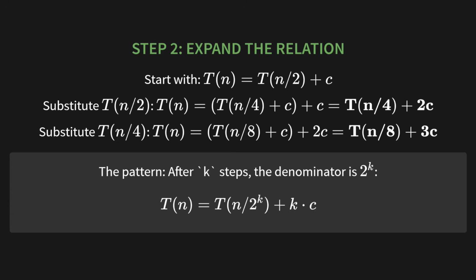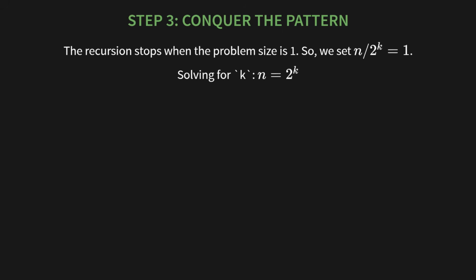The pattern here is a little different. After k steps, the denominator is 2 to the power of k. So our general formula is T of n equals T of n divided by 2 to the k, plus k times c. Step 3. Conquer the pattern. Again, the recursion stops when the problem size is 1.